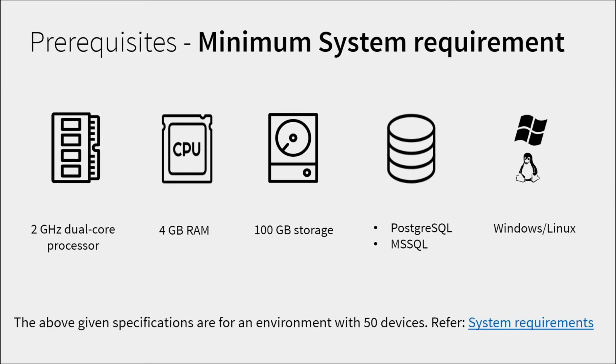So the minimum system requirements needed for NCM to function in your environment are a 2 GHz dual-core processor, 4 GB RAM, 100 GB storage, PostgreSQL, or MS SQL. NCM works on both Windows and Linux. Note that the given specifications are for an environment with 50 devices or fewer. If your environment consists of more than 50 devices, please refer to the system requirements.